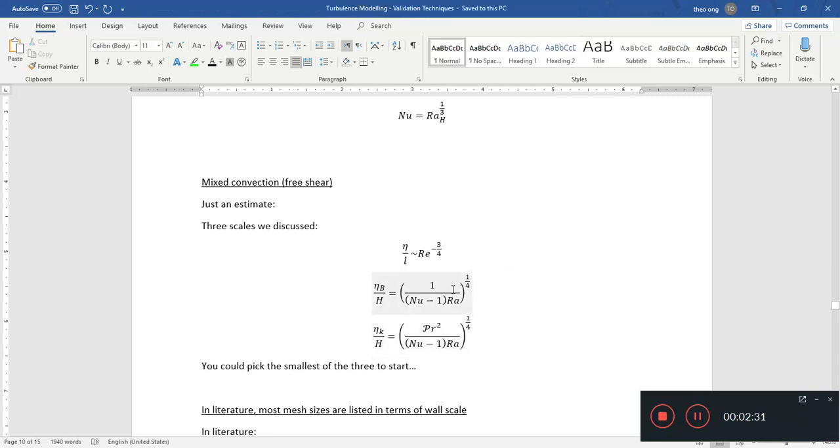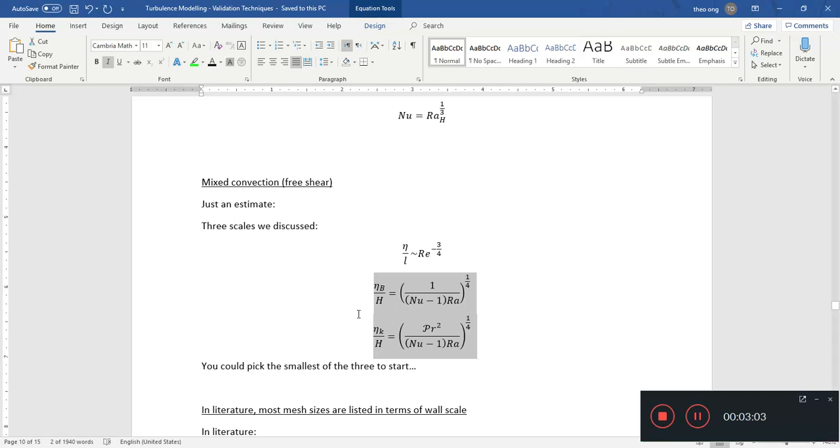So there are three scales. For the forced convection, we just use the Kolmogorov scale, which is based on the mean Reynolds number. And if you think about natural convection, you have two more scales over here, which are the Batchelor and Kolmogorov scales. One of the ways is to just pick the smallest of the three, and it'll give you a rough ballpark figure of where you can start sizing or scaling your smallest mesh size.